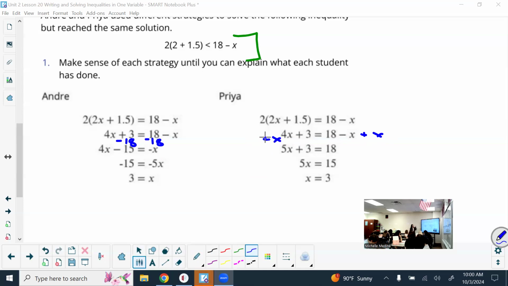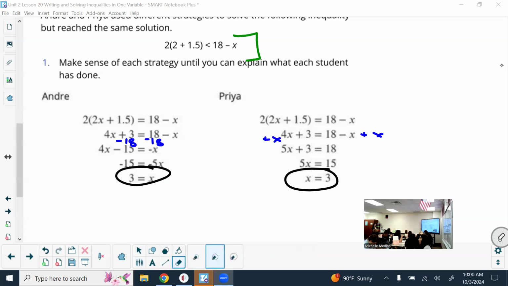Personally, well, actually, let me ask them. Are they incorrect in either of their ways of solving? Did they make a mistake in subtracting? Did they do something that's not allowed? So both are acceptable ways of solving. They both got the same answer, albeit on different sides, but we know that 3 equals x is the same as x equals 3. So both ways are acceptable.